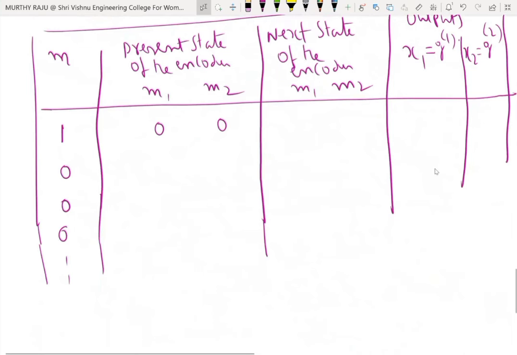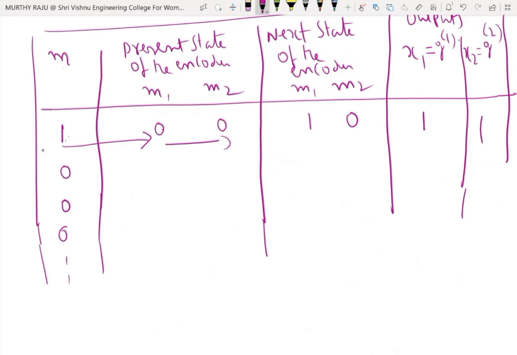Therefore, for the present state of the encoder, the first M is shifted into M1, M1 is shifted into M2. That means this is 1, 0. Find out outputs X1 and X2. X1 means M exclusive or with M1 exclusive or with M2. That means 1 exclusive or with 0, exclusive or with 0. That means X1 is 1. X2 is equal to M exclusive or with M2, 1 exclusive or with 0. That means 1.